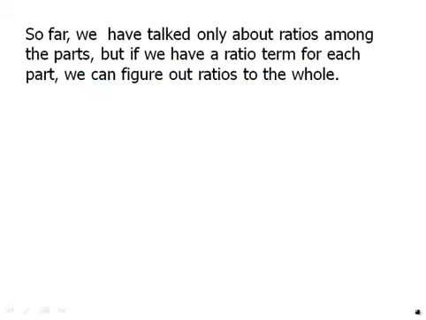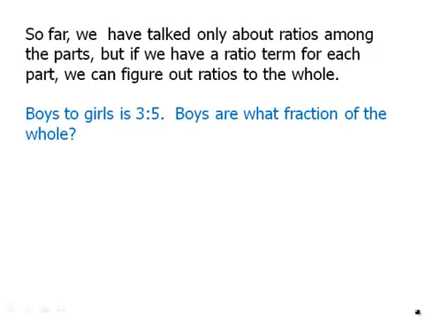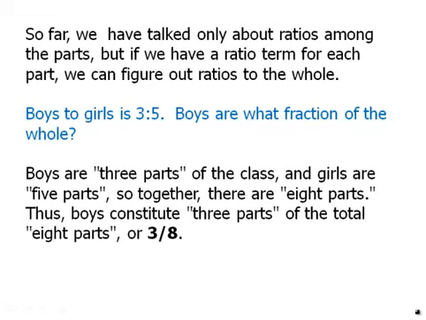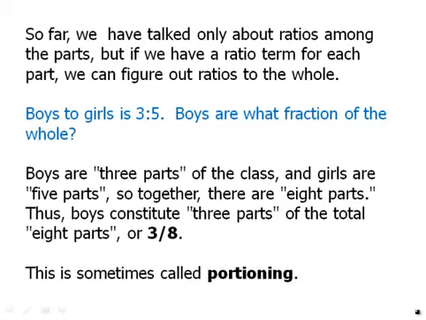So far, we have talked only about ratios among the parts. But if we have a ratio term for each part, we can figure out ratios to the whole. For example, boys to girls is 3 to 5. Boys are what fraction of the whole? Well, one way to think about this is that boys are 3 parts of the class and girls are 5 parts of the class. So together there are 8 parts. Thus, boys constitute 3 parts of the total 8 parts, or 3/8. This is sometimes called portioning.